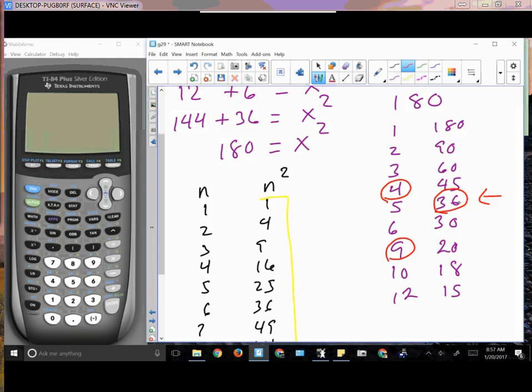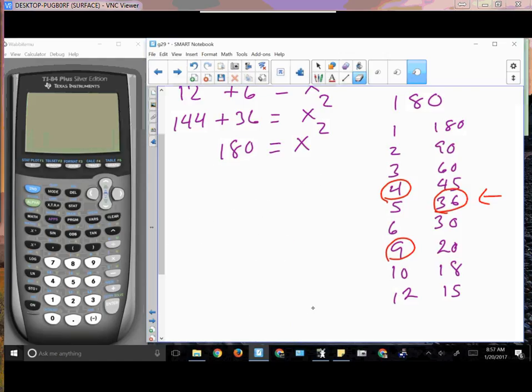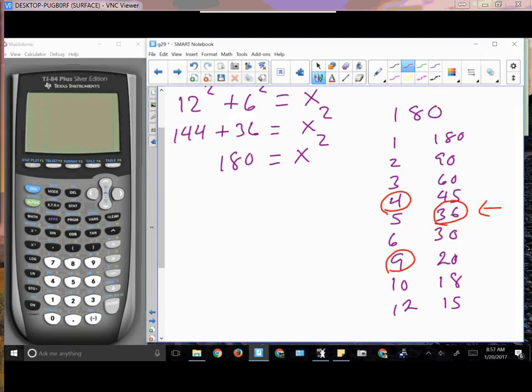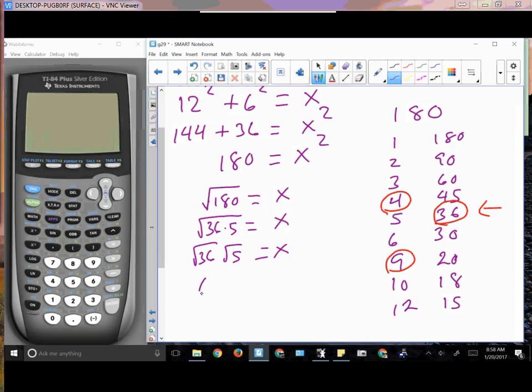This is what it looks like, and make sure that you have this written down. The square root of 180 is equal to x. 180 is the same as 36 times 5. Square root of 36, square root of 5. 6 square root 5 is what this is equal to. This is the process that you are going to have to go through.